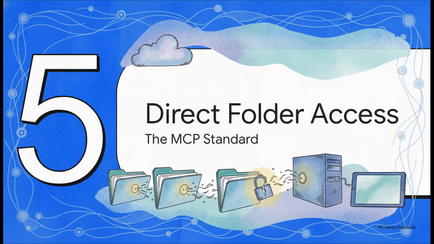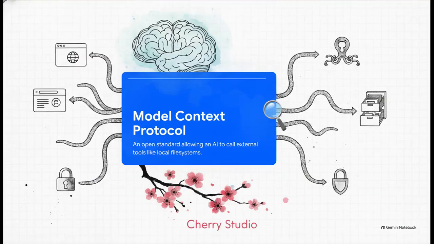Which brings us to our final section, MCP Direct Folder Access. Now for the ultimate power user feature. This is how we stretch the model's capabilities even further without giving up a single drop of local control. The Model Context Protocol, or MCP. This is an open standard, actually created by Anthropic, that lets an AI model securely call external tools.